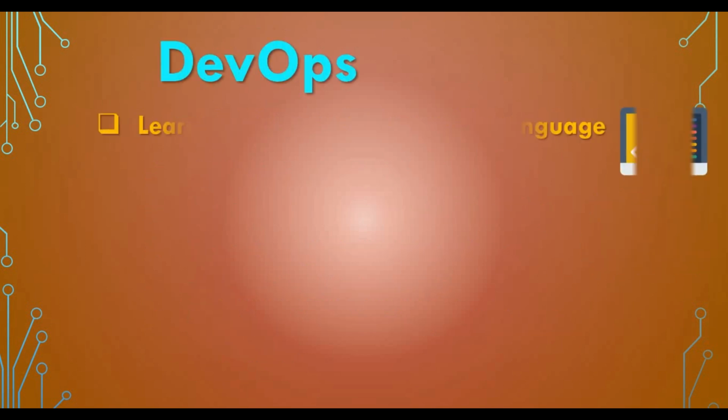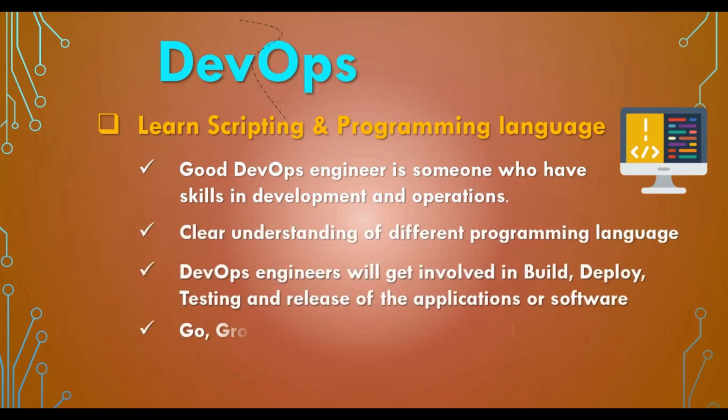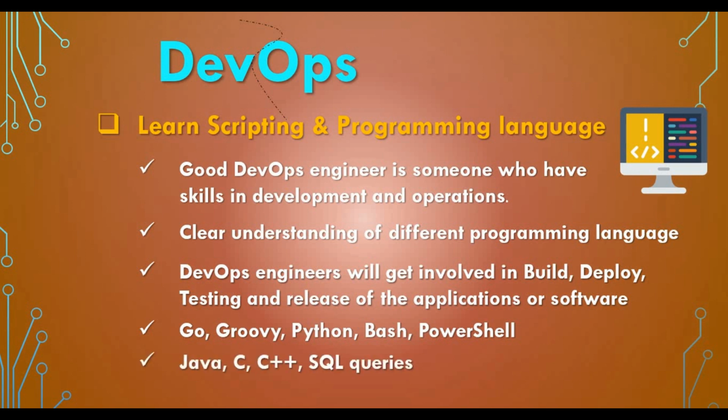The next one is, once you do that, scripting is a very important part of DevOps. So you can go for Groovy, Go, Python, Bash, PowerShell. Those are some scripting languages which you should focus on, because every DevOps engineer will be involved in a lot of automation processes. And having programming language skills like Java, C++, something will be a good thing to know, because you need to have a clear understanding of how the different programming languages are used in the development process.